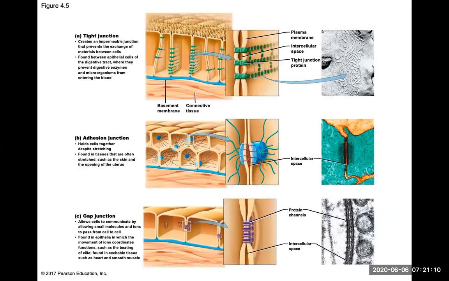So here are examples of tight junctions, adhesion junctions, and gap junctions. And you can see how each kind of looks, how it holds the cells together, where there's a space between them, how the gap junction has protein channels. So this is a great picture showing what they each look like and where they are found.